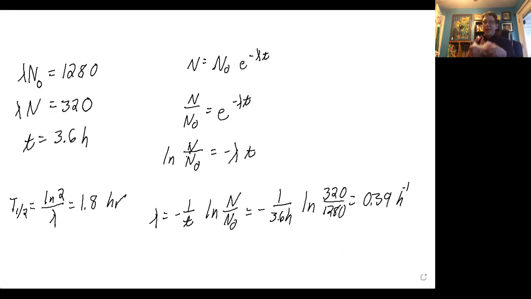Now, what fraction of a sample of germanium-68, whose half-life is about 9 months, will remain after 2.0 years? Well, 2.0 years is 24 months. So that's something to keep in mind. And so the first thing we're going to do, we have the half-life. We'll figure out lambda.